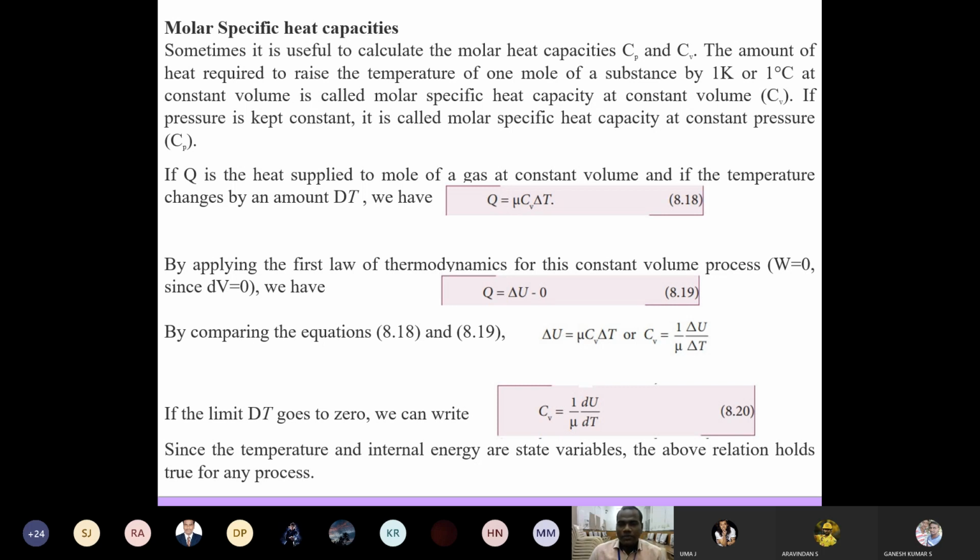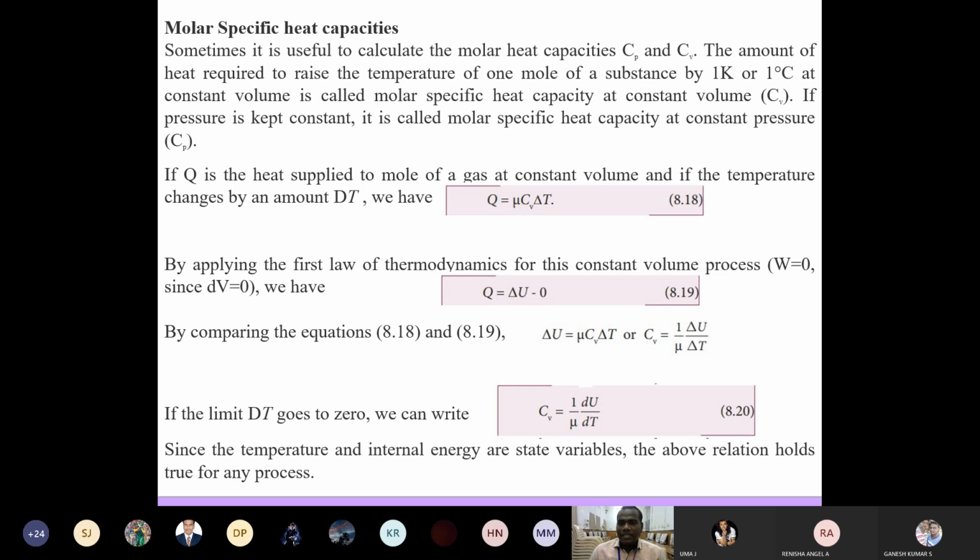If you substitute 0 for the work, then delta U is the change in internal energy and Q is the heat energy. So Q is equal to delta U minus W is the first law of thermodynamics here. For the constant volume process, we have the equation Q is equal to delta U. Then by comparing the equations above, we have delta U is equal to mu Cv delta T.